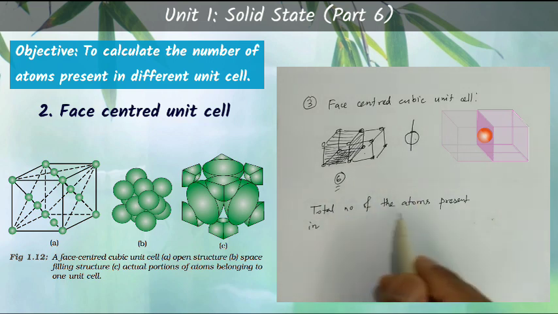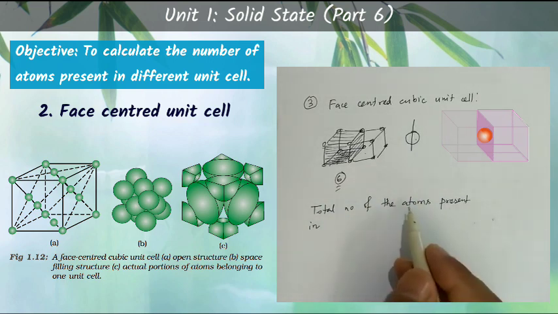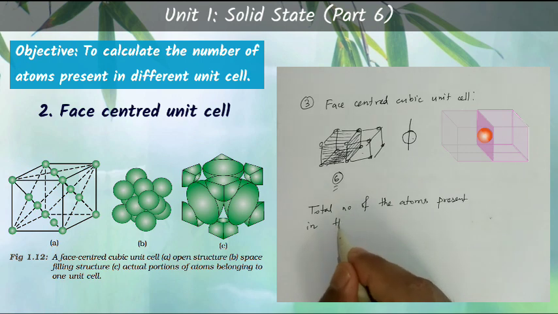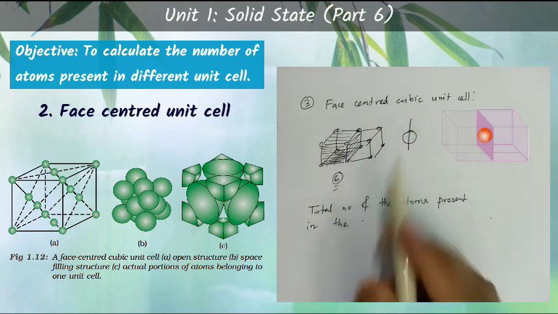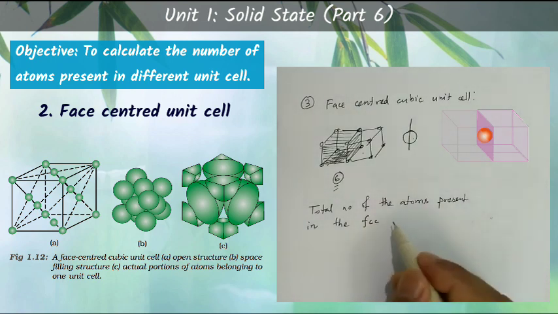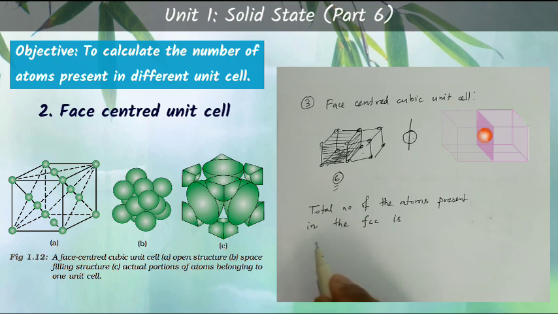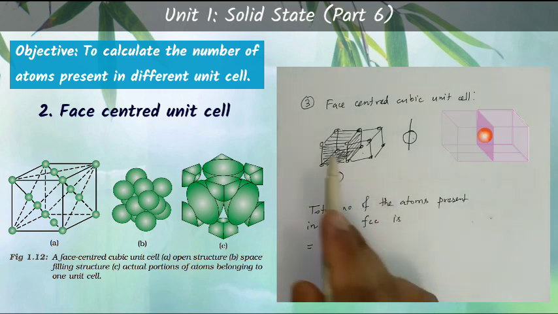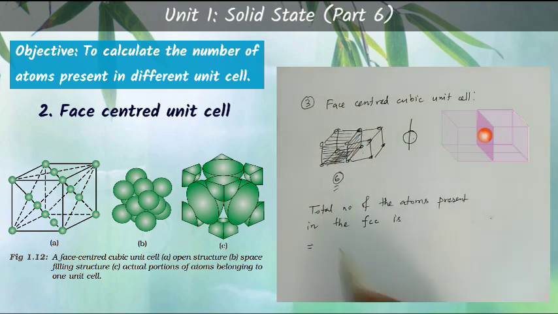Okay, so for the total number of atoms present, this is known as face centered, right? So FCC, you can write FCC, face centered cubic lattice. FCC is equal to, for the corners it will be the same: 8 into 1/8. I am not going to discuss this part, already discussed in the previous two.